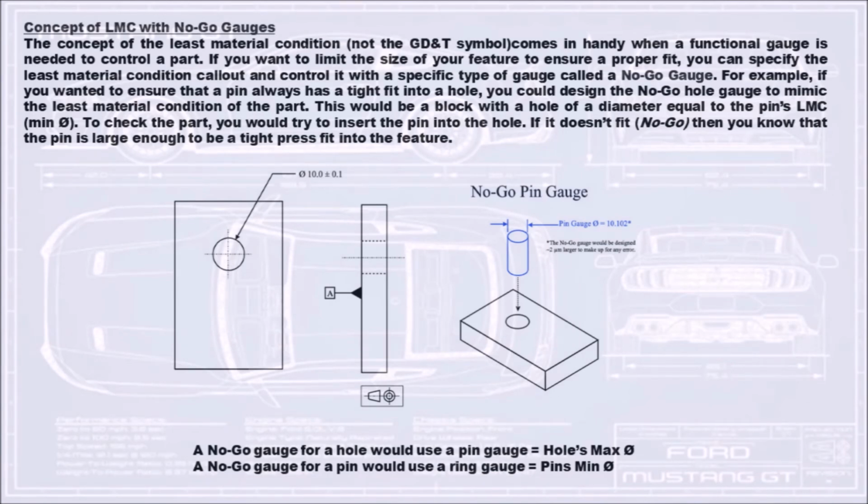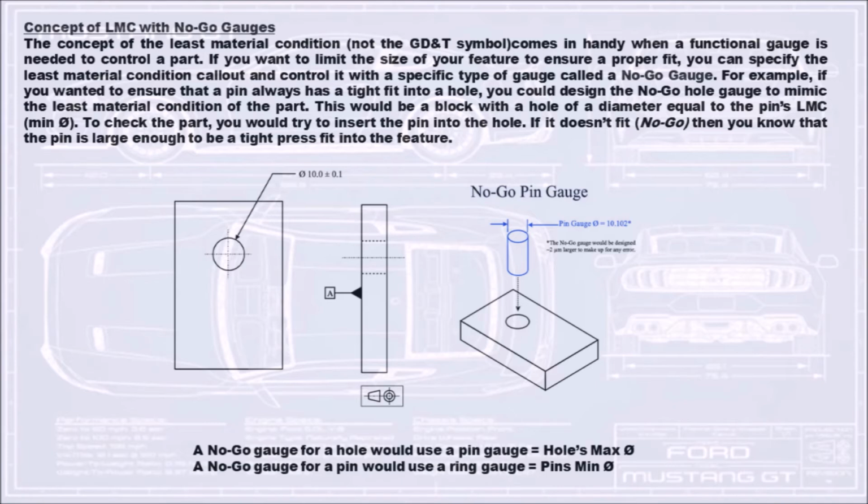Concept of LMC with no-go gauges. The concept of the least material condition, not the GD&T symbol, comes in handy when a functional gauge is needed to control a part. If you want to limit the size of your feature to ensure a proper fit, you can specify the least material condition callout and control it with a specific type of gauge called a no-go gauge. For example, if you wanted to ensure that a pin always has a tight fit into a hole, you could design the no-go hole gauge to mimic the least material condition of the part.